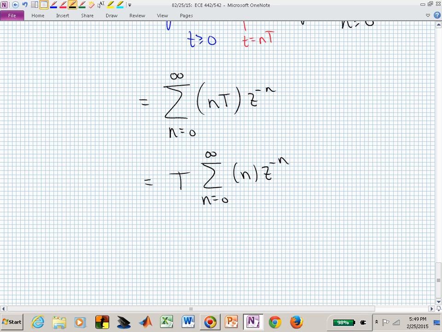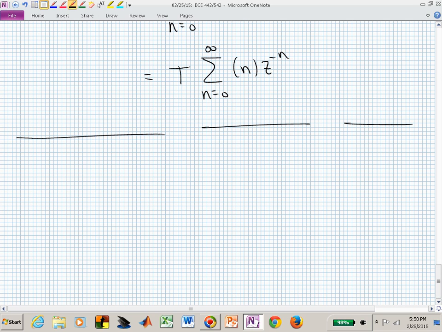And now what we need is a closed form expression for capital X of z. We want to find what this looks like when we have 1 times z to the minus 1, 2 times z to the minus 2, etc. What's that going to look like?